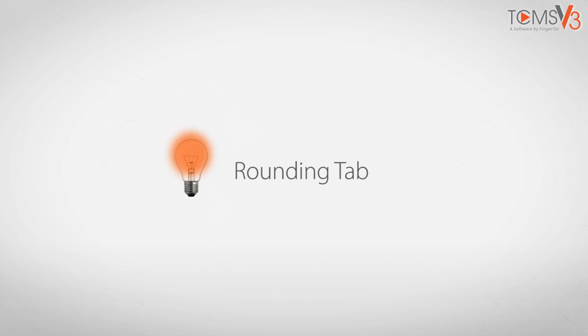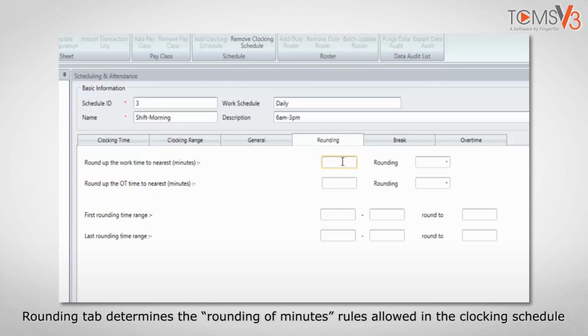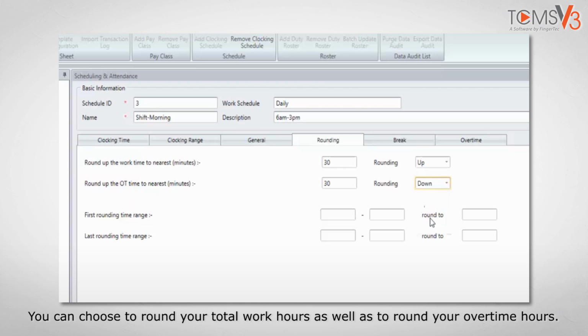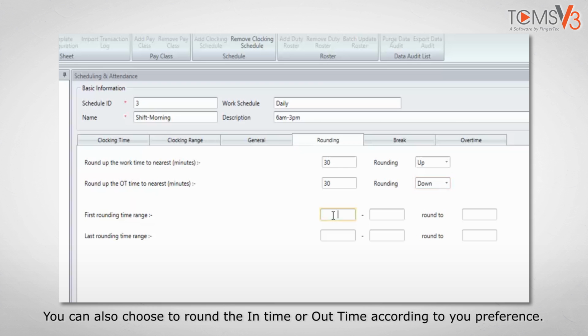Rounding tab. Rounding tab determines the rounding of minutes rules allowed in the clocking schedule, and the rules will determine the presentation of time in the attendance sheet. You can choose to round your total work hours as well as to round your overtime hours. You can also choose to round the in-time or out-time according to your preference.